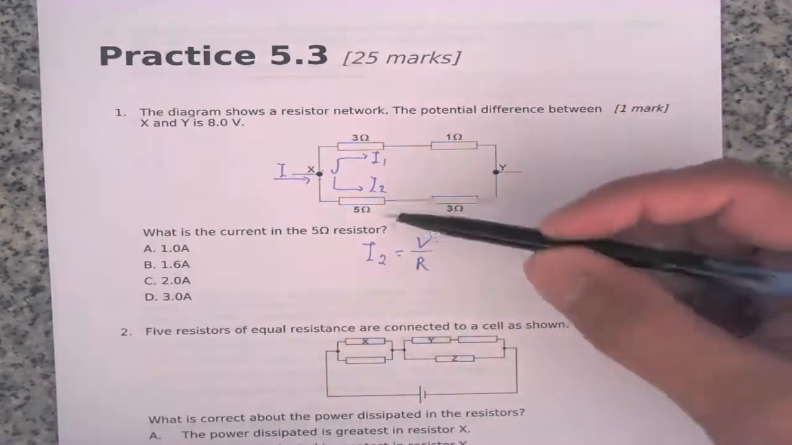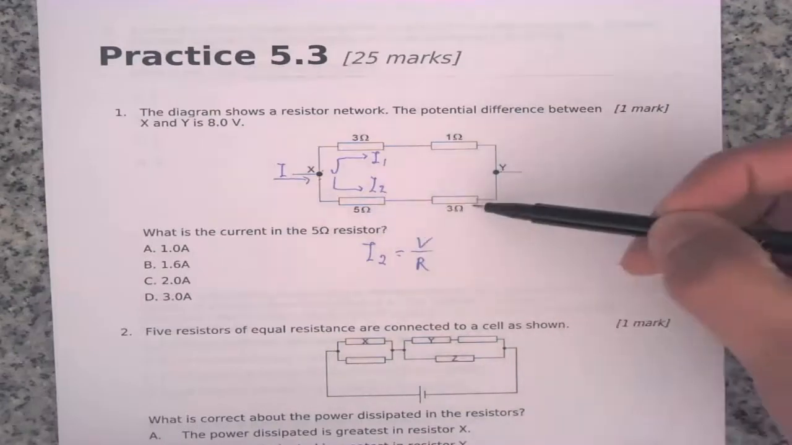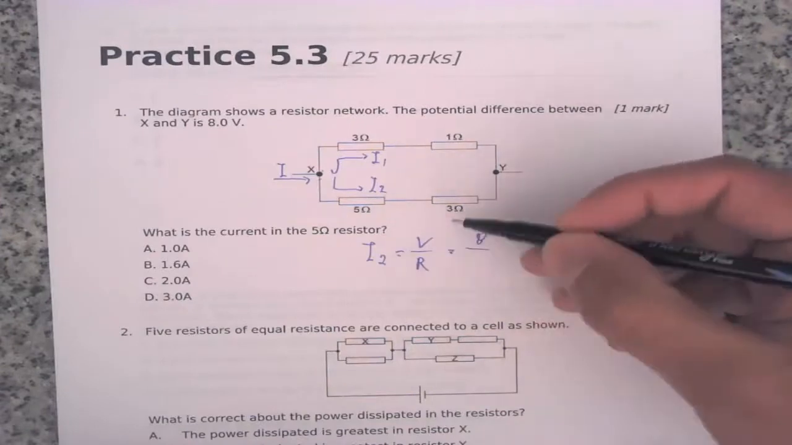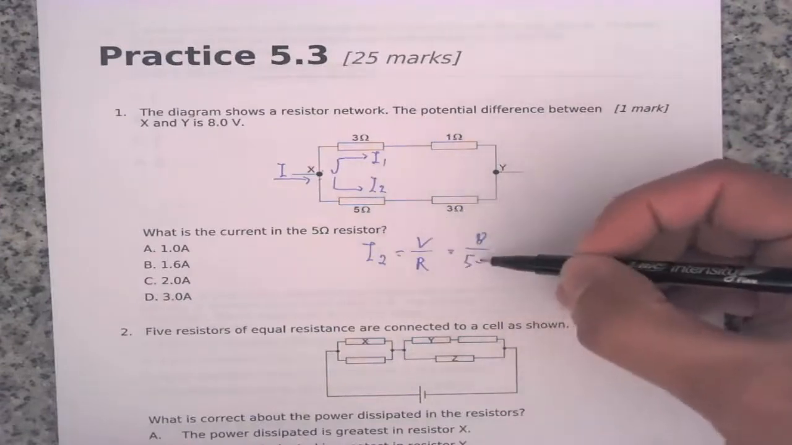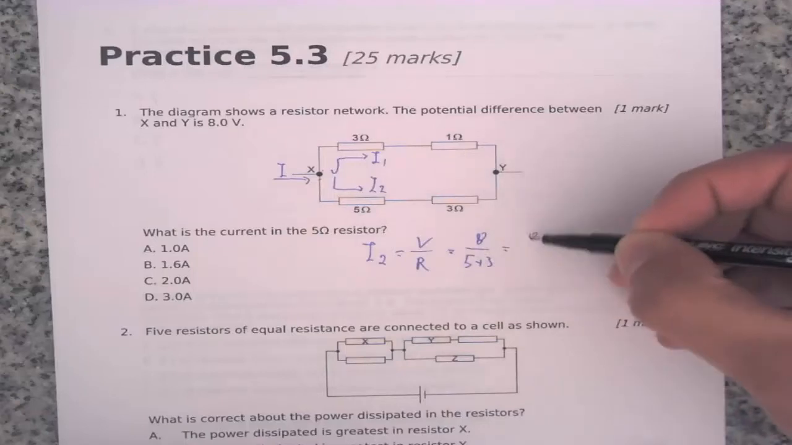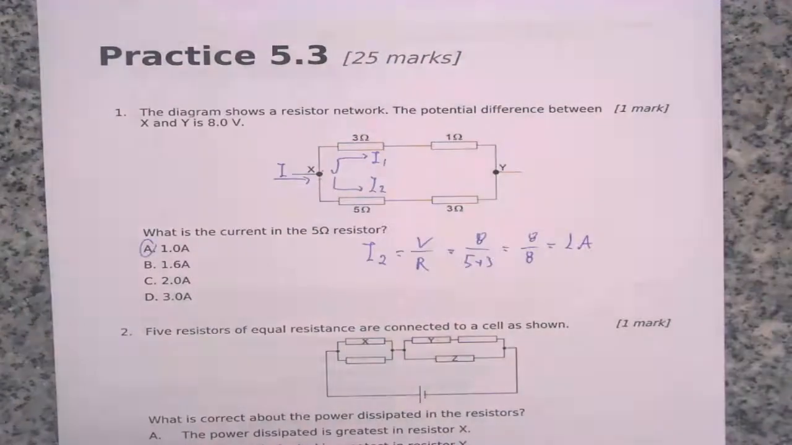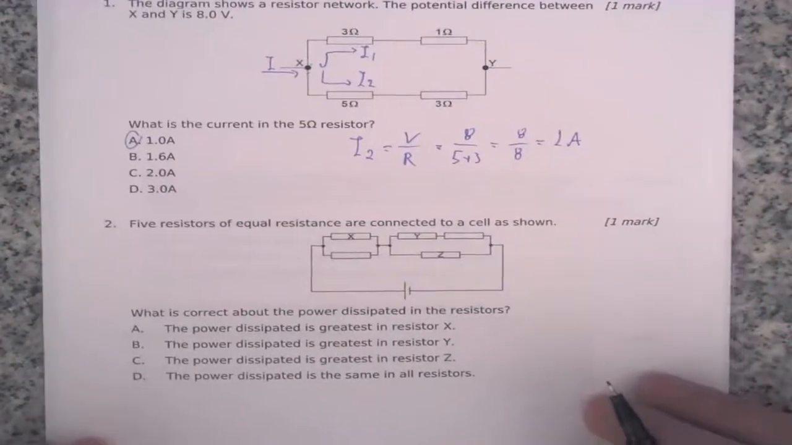But here R is not going to be the 5 ohms, because you have another resistor with 3 ohms that you need to combine. So it's going to be 8 divided by the combination of those 2 that are in series, 5 plus 3, so it's 8 over 8, it's 1 ampere. So the correct answer is A.